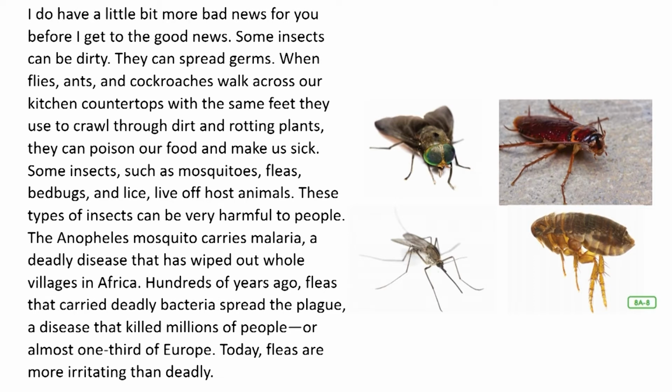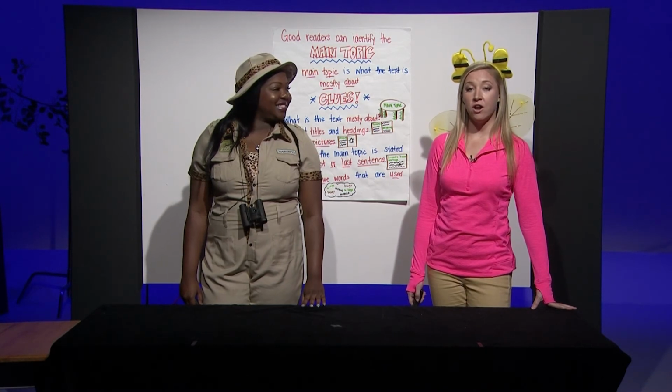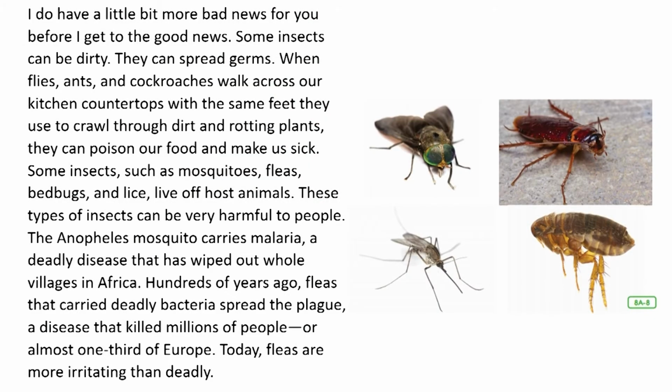Some insects, such as mosquitoes, fleas, bedbugs, and lice, live off host animals. Fun fact, you heard about host plants. What is a host animal? An animal that provides food for another animal that lives on it. People can be host animals. These types of insects can be very harmful to people.